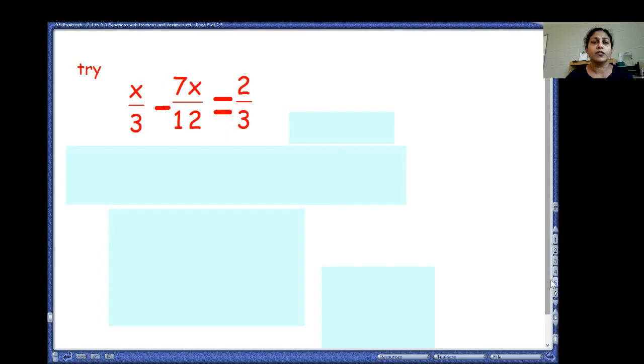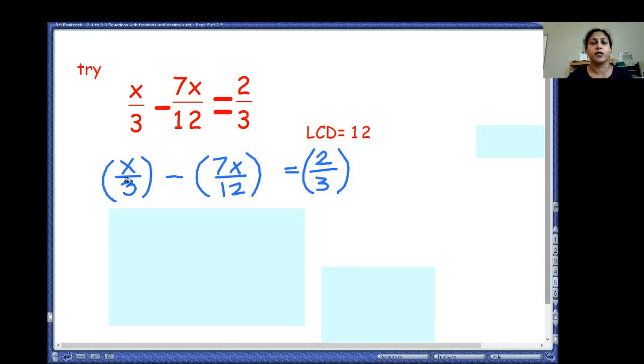Moving on, try this one for yourself. Here, the LCD for 3 and 12 and 3 happens to be 12. So you're going to rewrite the equation and you're going to put parentheses around each term. So here I've put parentheses around each term. I have left the sign outside because it's okay to leave it outside. And now I'm going to multiply each of these terms by the LCD. In this case, it happens to be 12. Notice that I write the numbers on the left side of the fraction for a reason. It just helps you see things better.